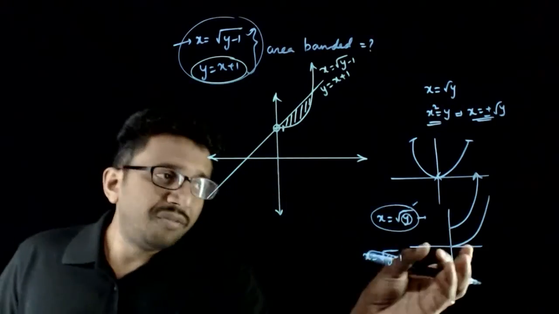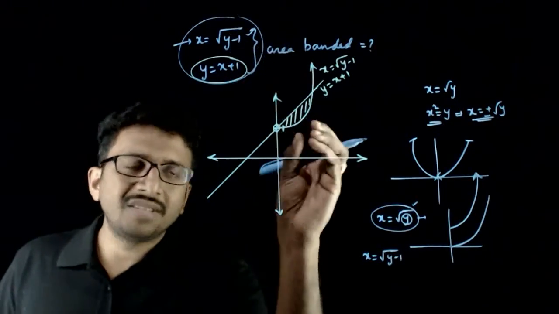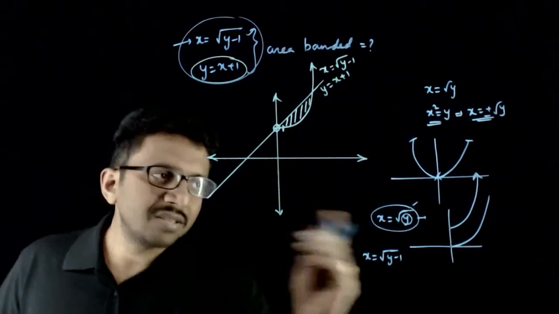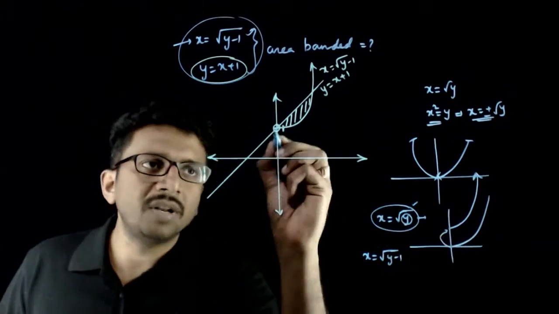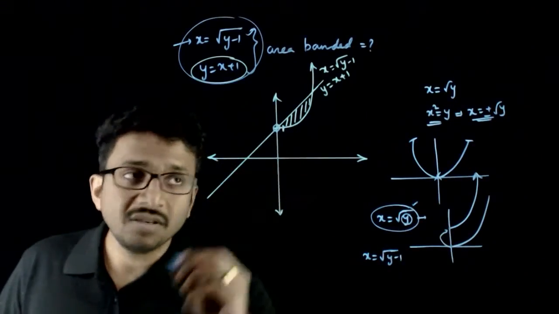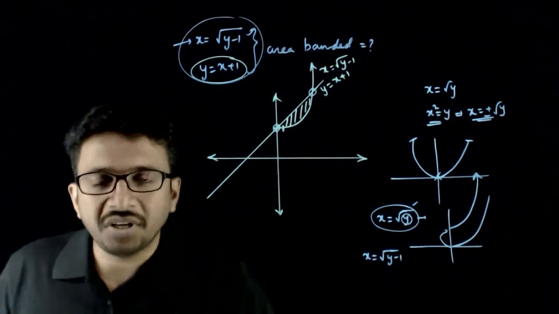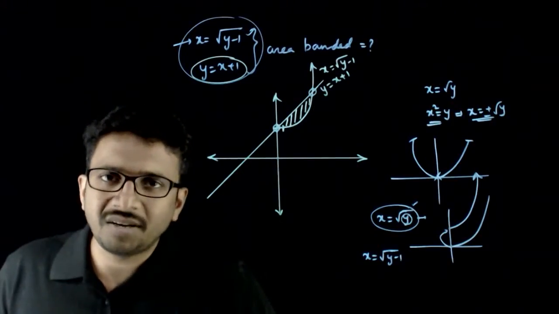If you draw both these graphs in the same figure, y is equal to x plus 1 will look like this. If the parabola moves 1 unit upwards, the 0, 0 becomes 0, 1. So this is a point of intersection. And the parabolic graph will have one more point of intersection here. If you can find these two points of intersection, it's very easy to find this area.